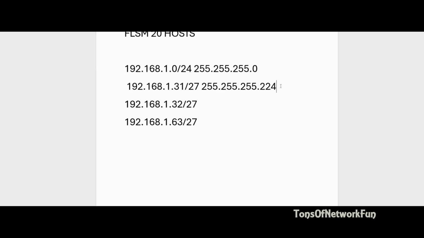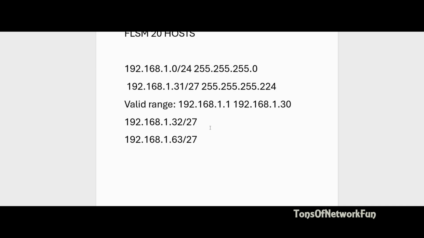So the valid range, right? The valid range for the first subnet is 192.168.1.1 until 192.168.1.30, because 31 is the broadcast. So 1 minus that is 30. Valid range. This is the first subnet. Okay, this is the second subnet.